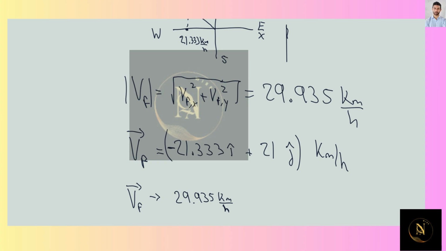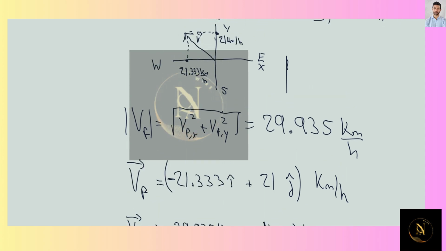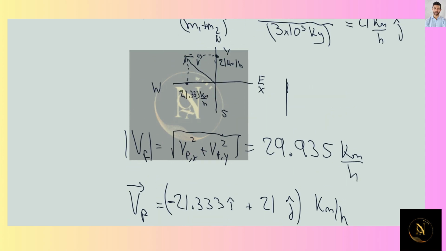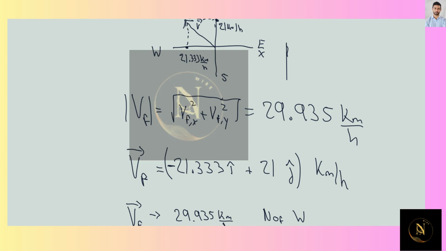The angle is going to be north of west, and we can find the angle easily by taking either sine, cosine, or tangent. In this case, let's use this as reference. Let's use sine of theta, which would be equal to 21 divided by the hypotenuse, that is 29.935. So theta would be arc sine of 21 over 29.935, which gives us a value of theta of 44.55 degrees.